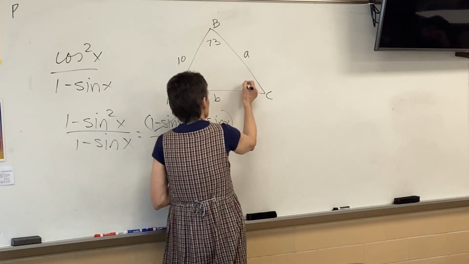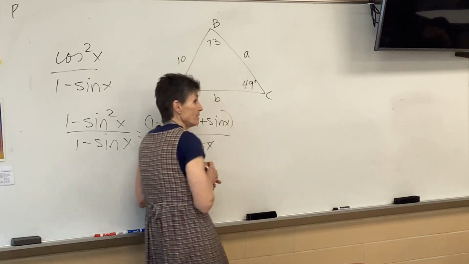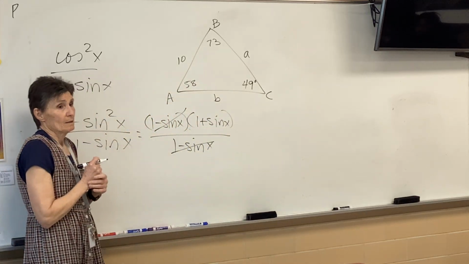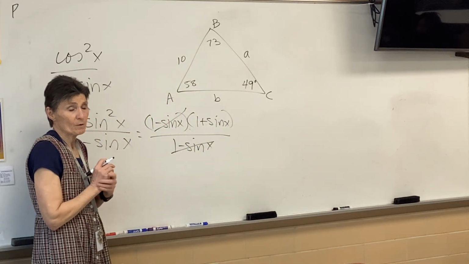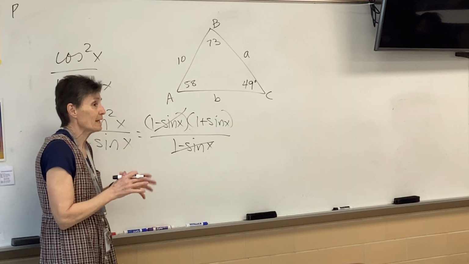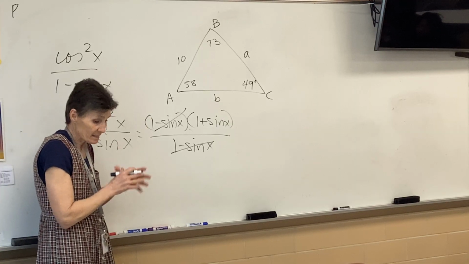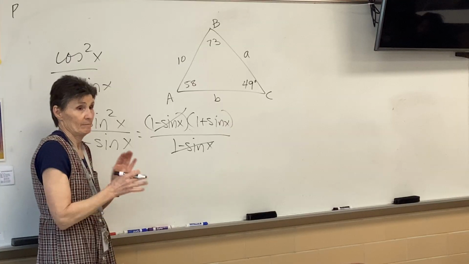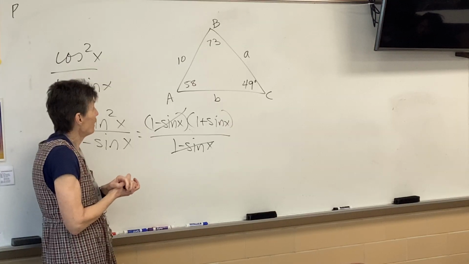Angle C, I heard somebody say is 49. Those are easy. If you have 2 angles, just go ahead and subtract from 180, and that blank is now filled in. That is angle C, done. Okay, now what?